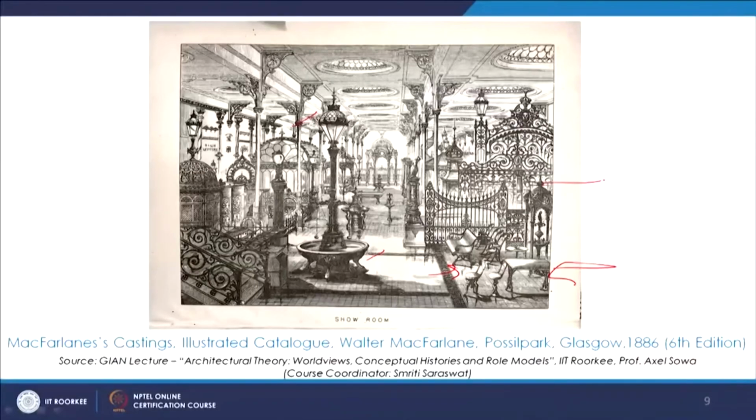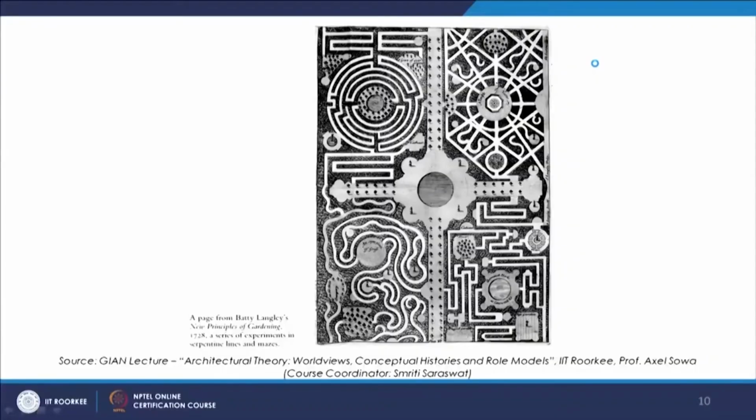So these were referred to, and then a lot of these references were integrated and incorporated in the different interior architecture, furniture elements, landscape elements, and this is how the repository was created and the knowledge was transferred and referred to later. Here, if we see, this is a page from Langley's New Principles of Gardening.